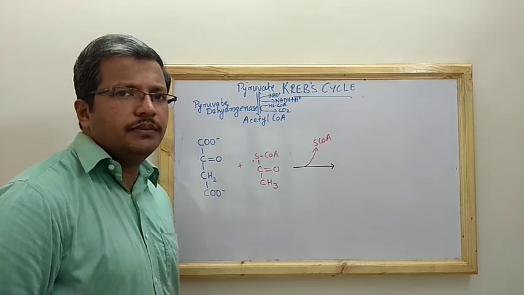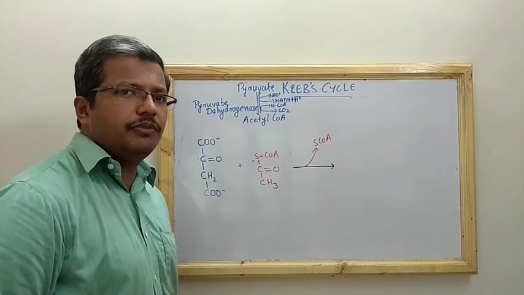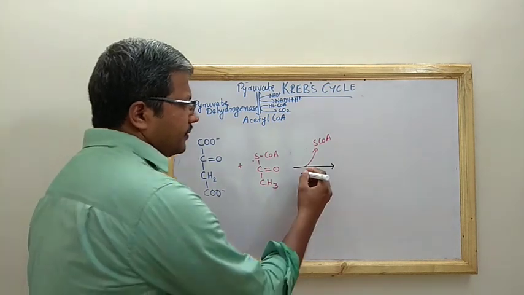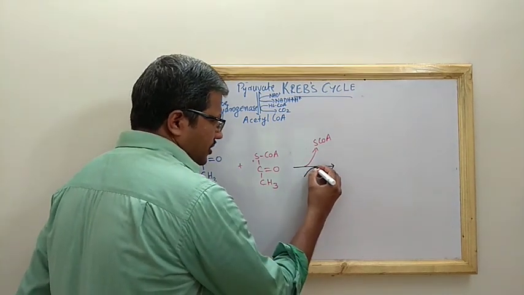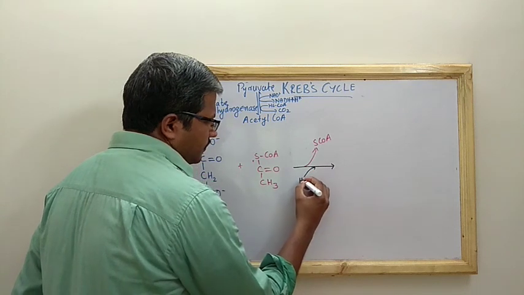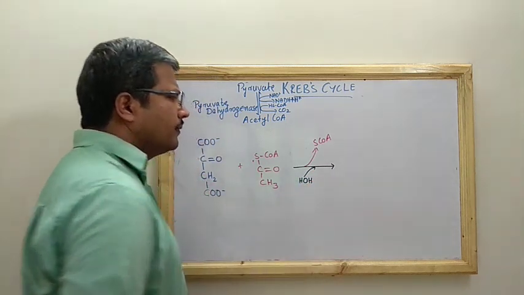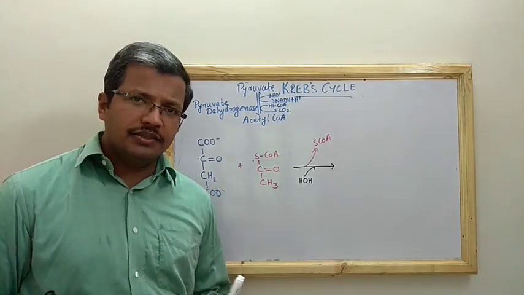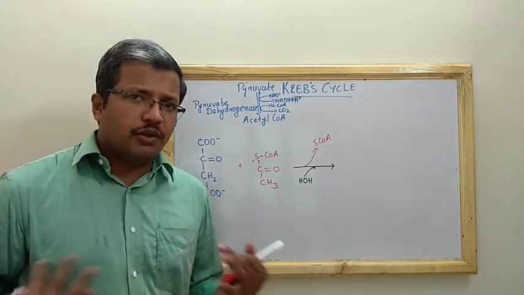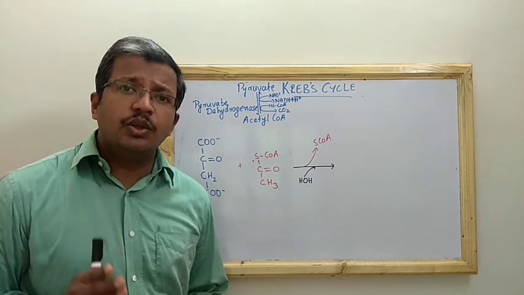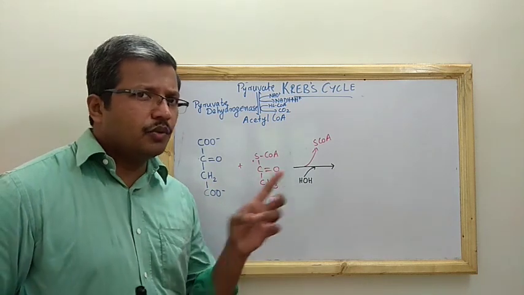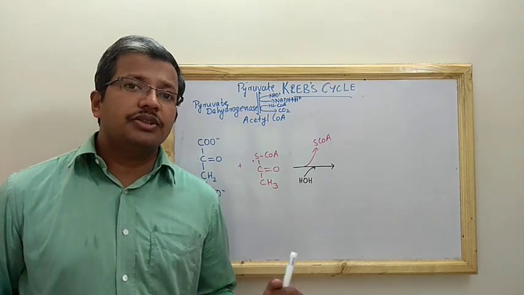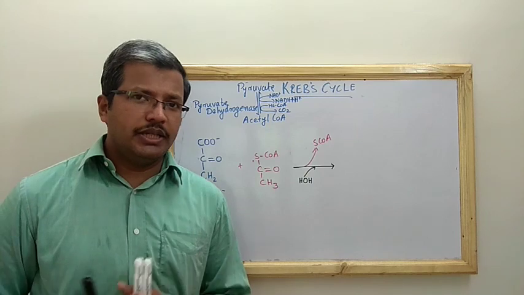Okay, but there is an addition of something. A water molecule will be added. So I am just writing HOH. Do you think that this particular water is coming from outside? Definitely no. It is coming from one of the steps in glycolysis. Which was that particular step? The formation of phosphoenol pyruvate.